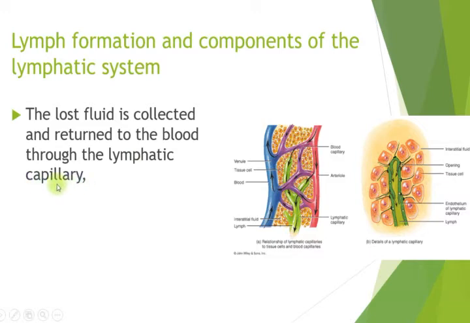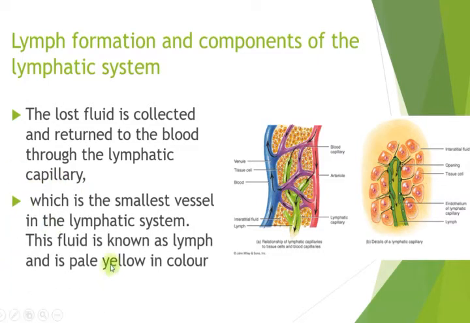That is why the lymphatic system is very important, because the lost fluid, the remaining 15% that did not return to the venule, will be collected by the lymphatic system through the lymphatic capillary, which is the smallest vessel in the lymphatic system. This fluid is known as lymph and is pale yellow in color.